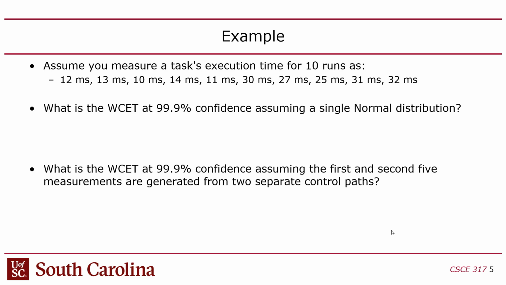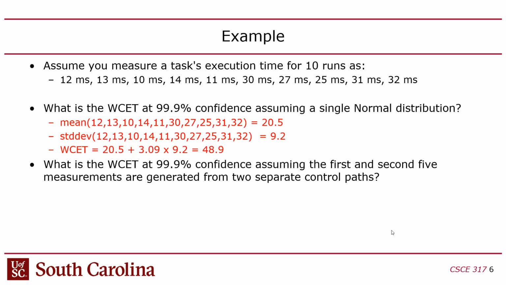But anyway, getting back to this example, if you measure it for 10 runs and then I ask you what the worst case execution time is with a 99.9% confidence interval, all you have to do is calculate the mean, which is 20.5, the standard deviation, which is 9.2, and then you have to add 3.09 standard deviations to the mean, and you get 48.9, right? So you can estimate that.